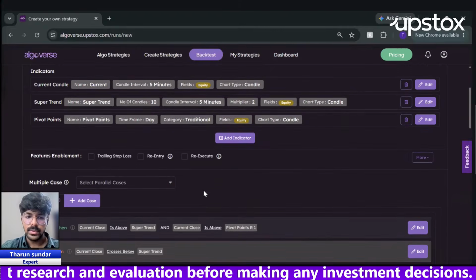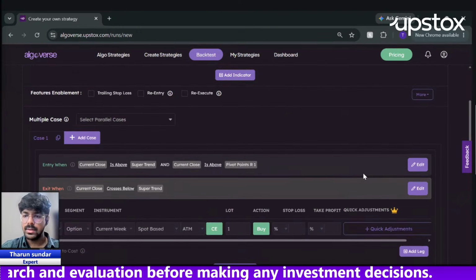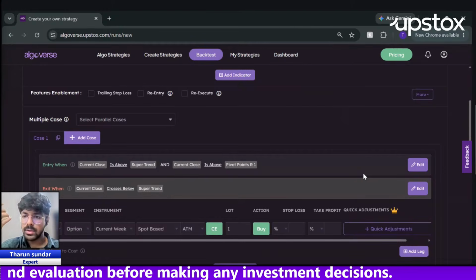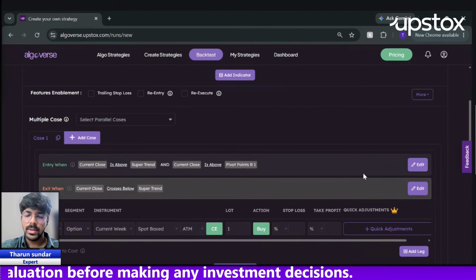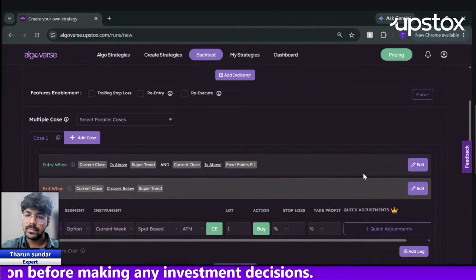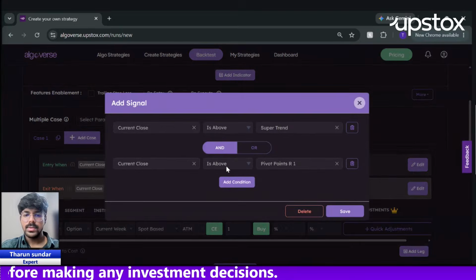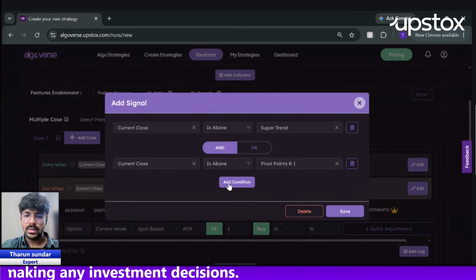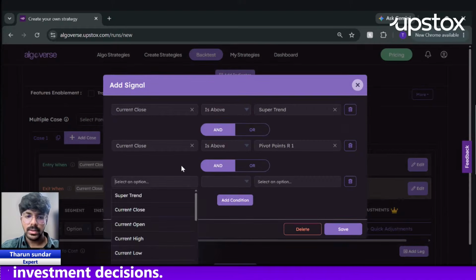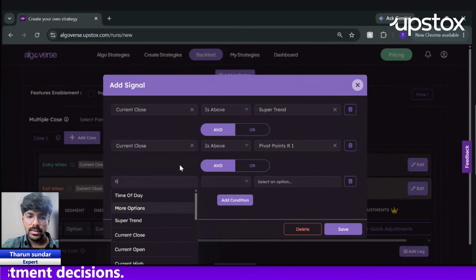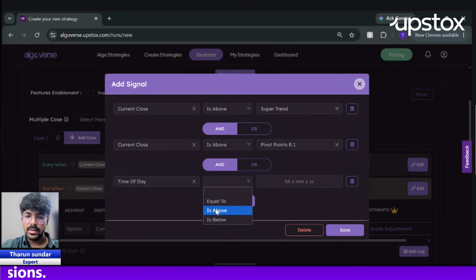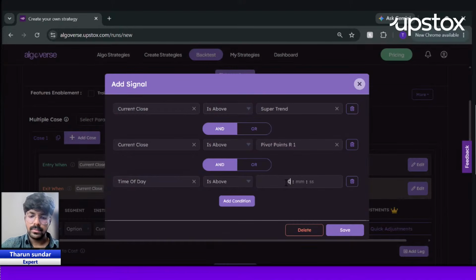So when this happens, and let's say I want to add one more filter, that I want all my trades to be taken after 9:20. So here what I'll do is I'll come to the entry event section, click on add condition, and I'll add the time filter. So I'll give time of the day is above 9:20.